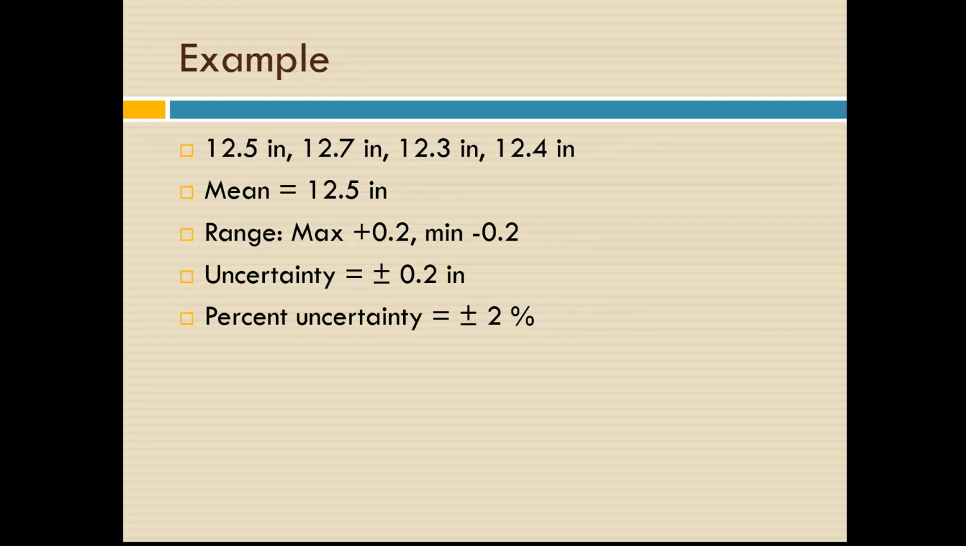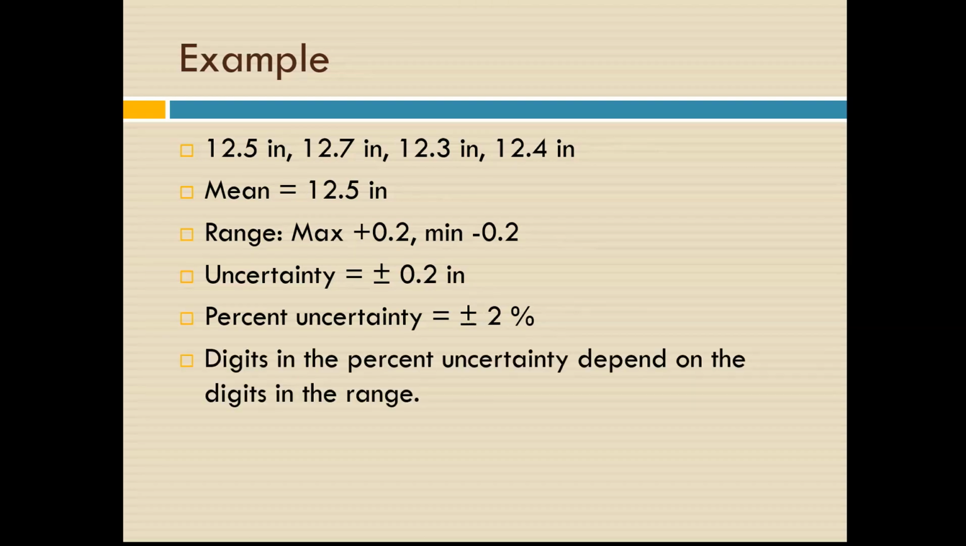It'll give you an idea of the range, the plus or minus, how much up or down you are to the ground truth. Is the actual answer 12.5 inches? No, it's not. It's close to it. We're saying that the actual answer is around 12.5 inches, more or less. Okay? Everything makes sense? And of course, the digits and the percent uncertainty depends upon the digits of the range.